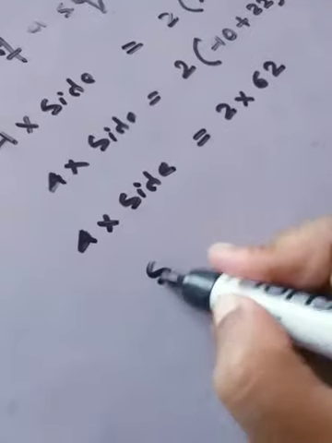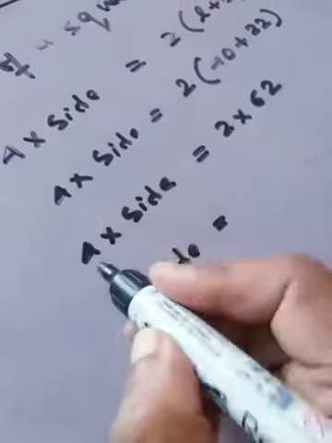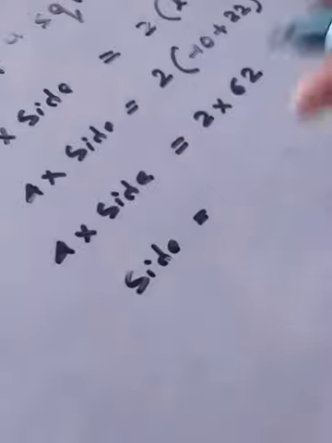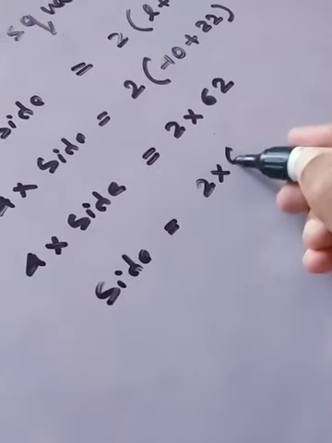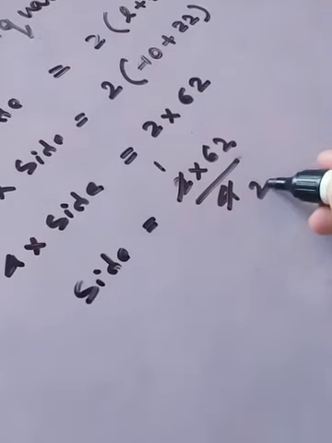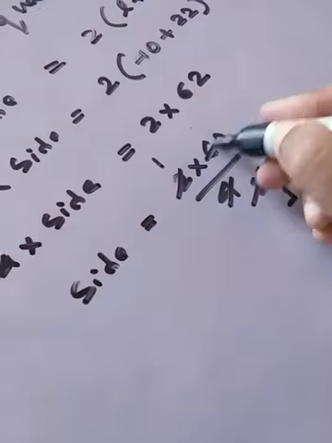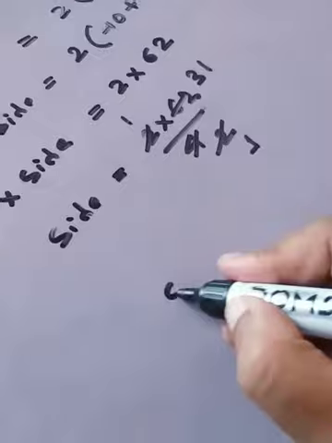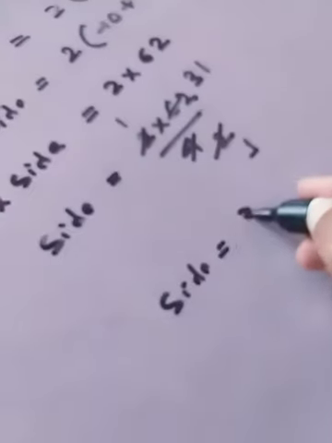Now side will be what? Now I have to remove this 4. I have to take this 4 towards the right hand side. So it will be 2 into 62 upon 4. So 2 1s are 2, 2 2s are 4, 2 1s are 2, 3 1s are 3. So the side of the square is what? 31 centimeter.